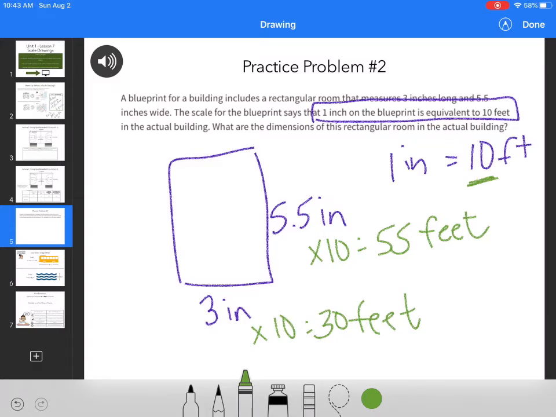So I'm able to do this because it says 1 inch. If it had a different unit of measure, I would have to change what I was doing.